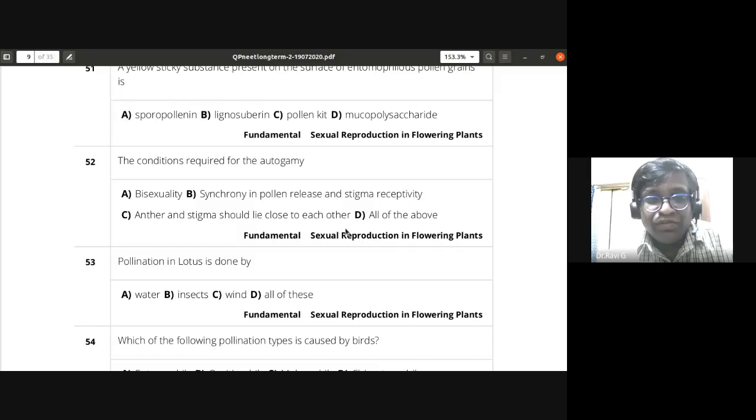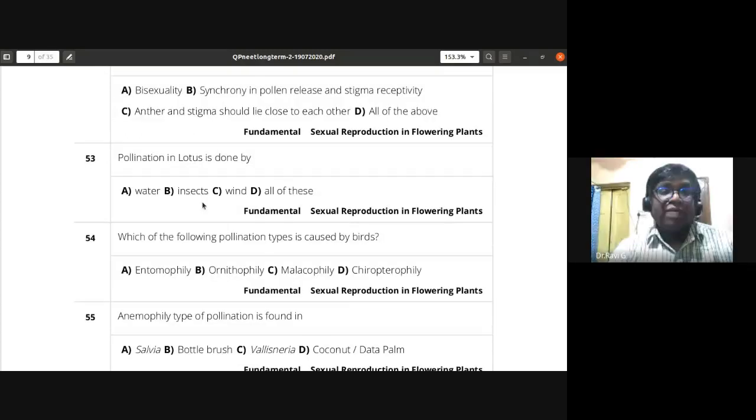53rd, pollination in lotus is done by insects. Even though it is an aquatic plant, the lotus flowers are above the water. They are colorful and attractive. So entomophilous it is. Pollination in lotus is done by insects. So B is the answer.